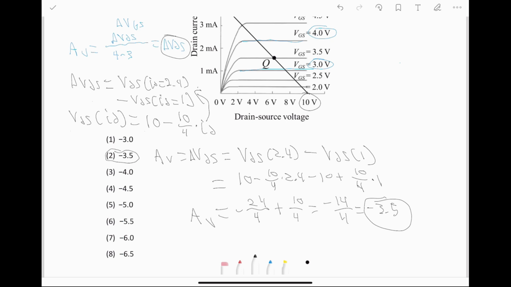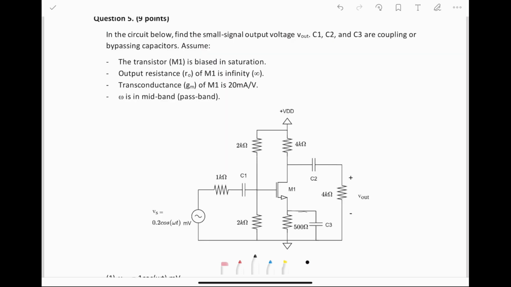All right, on to the next question. Question 5. In the circuit below, find the small signal output voltage Vout. C1, C2, and C3 are coupling or bypassing capacitors. Assume the transistor M1 is biased in saturation. The output resistance R0 is infinity. The transconductance GM is 20. And omega is in the midband or passband region.